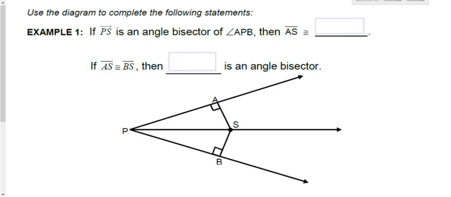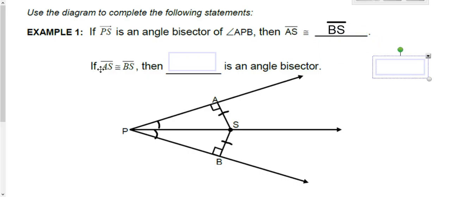So let's look at some examples. Here's the first one, example 1. It says PS, this ray right here, is an angle bisector of angle APB. So since they tell us it's an angle bisector, I can mark the angles. And we learned that, okay, if these angles are congruent, then these distances are also congruent. So AS, that distance, is congruent to what? BS, for your notes.